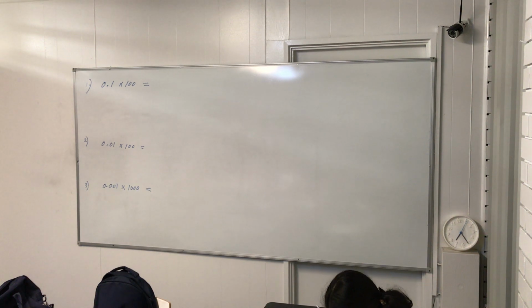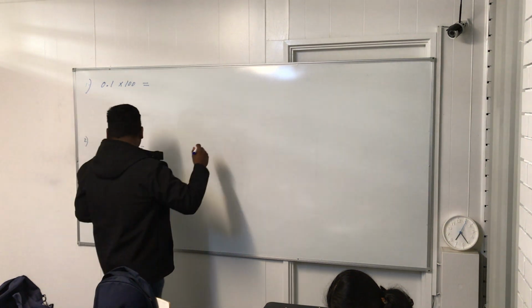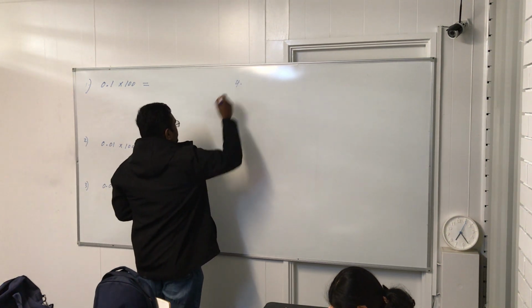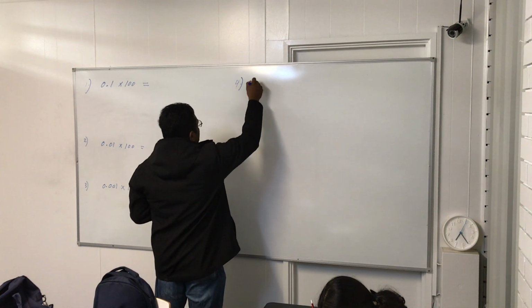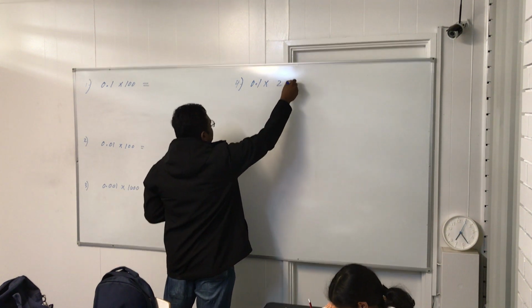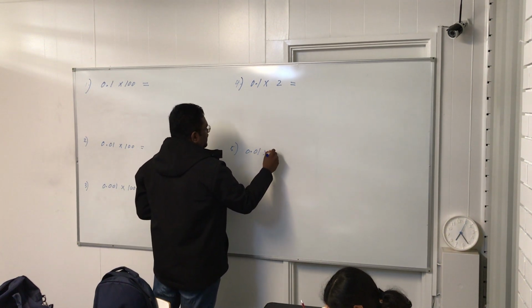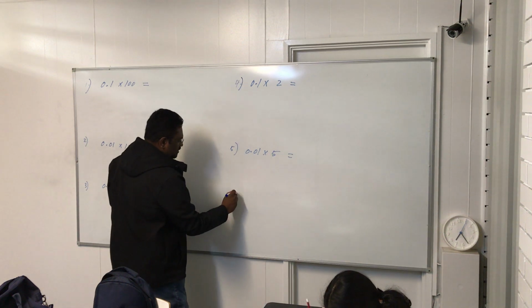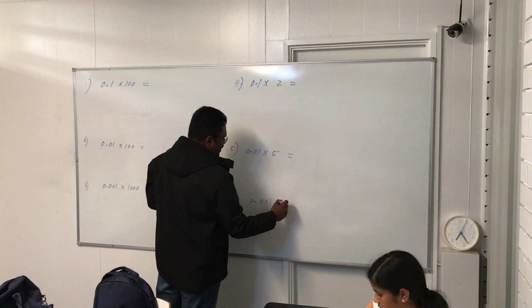These are very simple things, okay? And the next one, I'm going to give you a few variations, okay? Fourth one: 0.1 times 10^2. Fifth one: 0.01 times 10^2. Sixth one: 0.001 times 10^3.